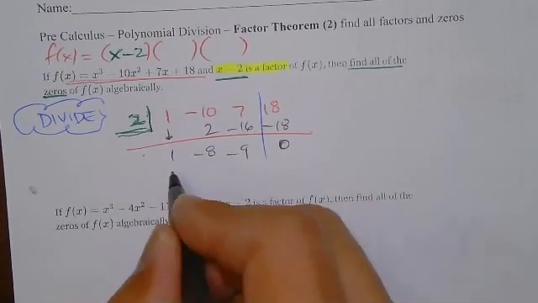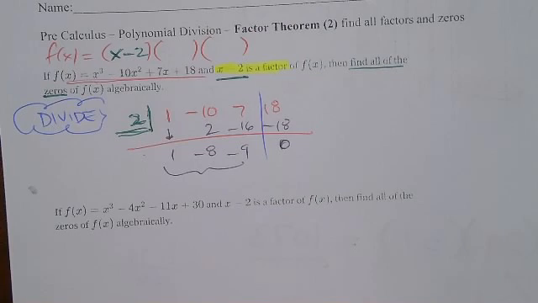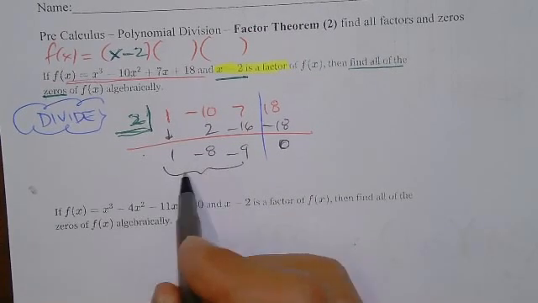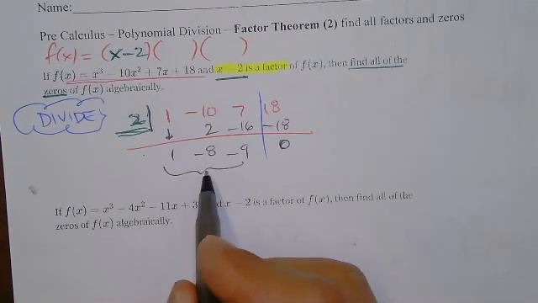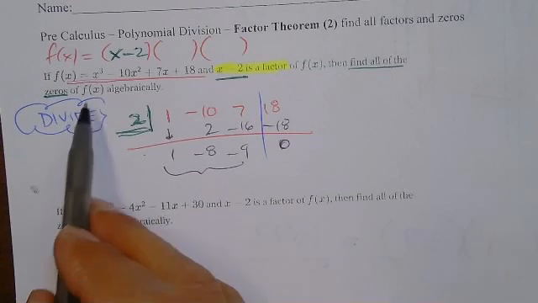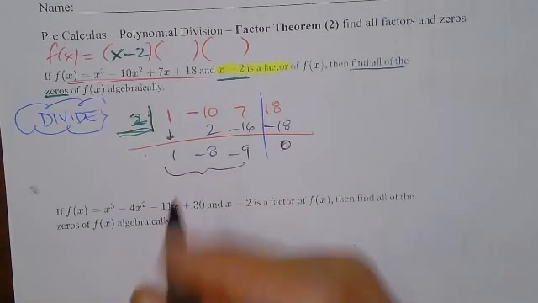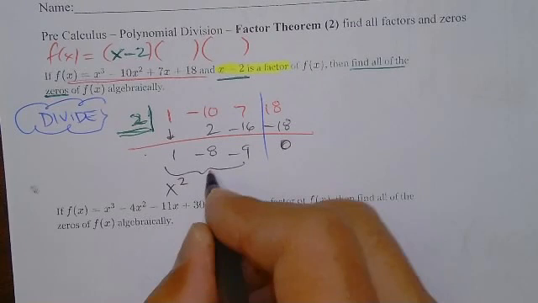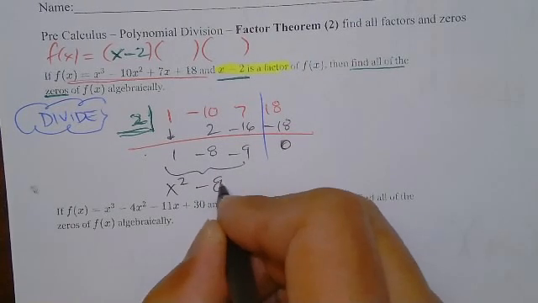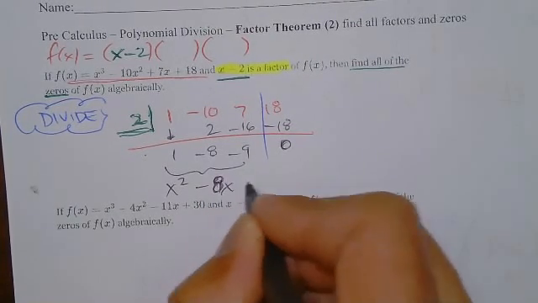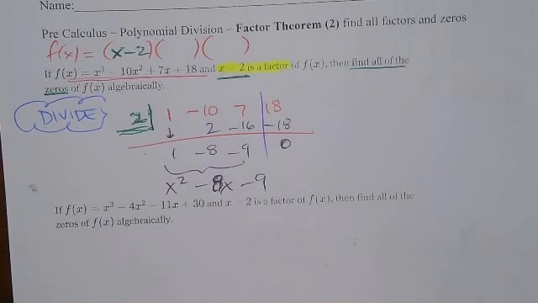So I divided x minus 2 into this polynomial, and I got this. Can you understand what this means? Can somebody tell me what these numbers mean? Well, remember, if this was x to the power of 3, what is this? Isn't this x squared and then minus x? Then minus 8x and then minus 9?